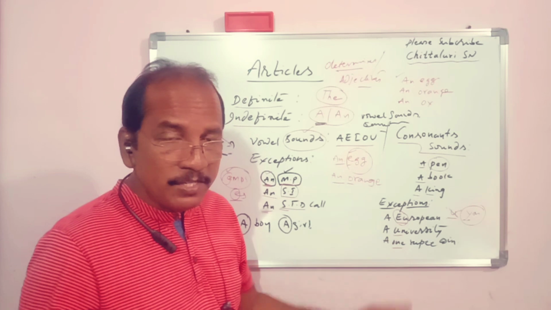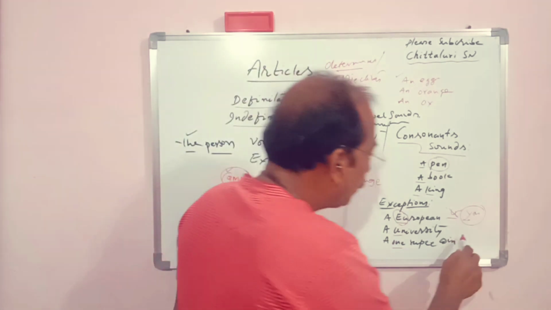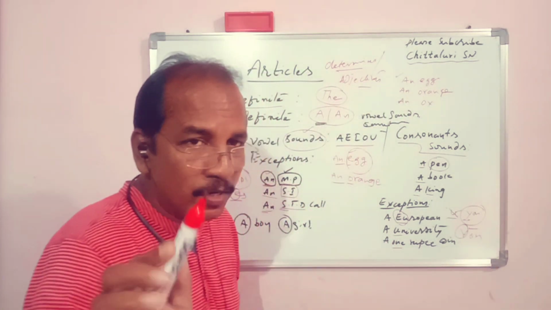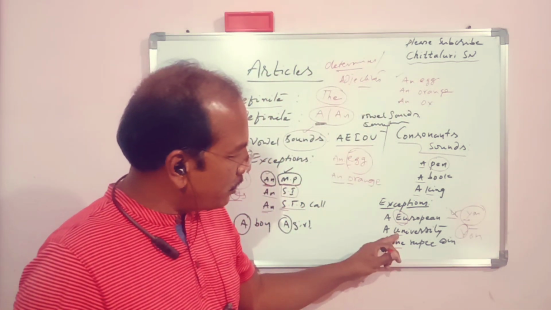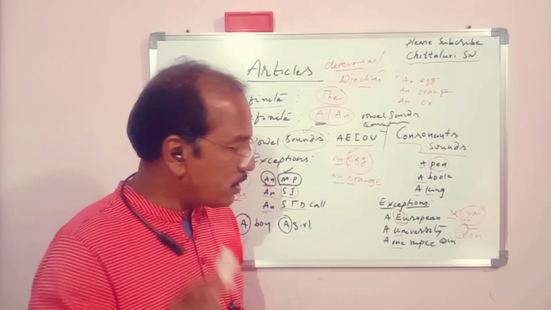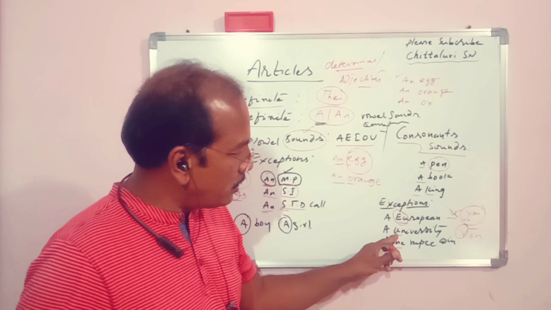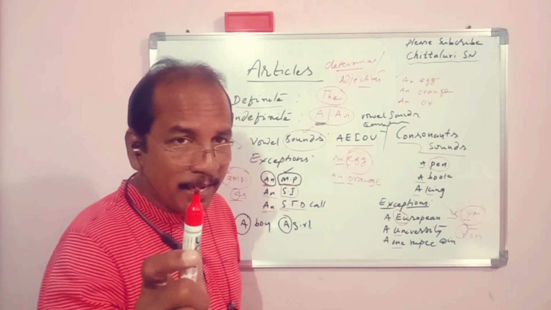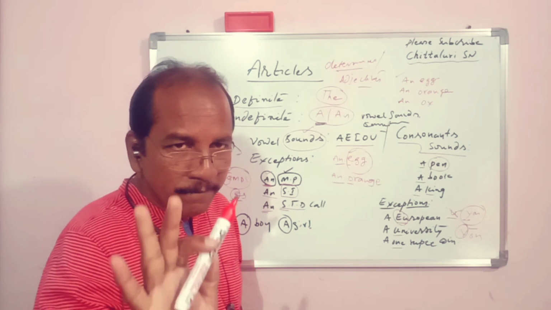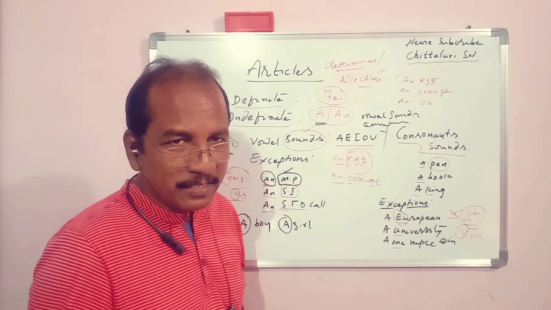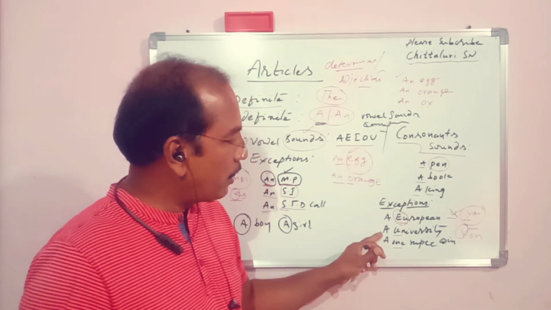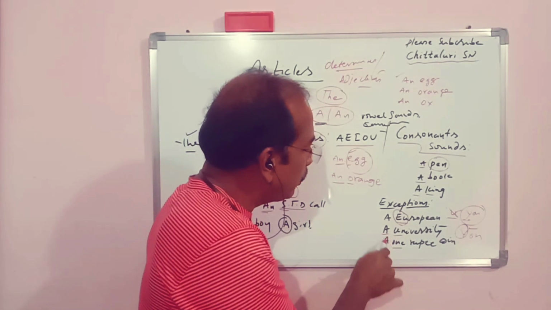The sound of U here, in university, is the Y sound, and Y is a consonant. So even though it is a vowel letter, it has the sound of a consonant. That's why, as it is a consonant sound, we are supposed to use A, not an. An is used only before vowel sounds, but before consonant sounds, we use the article A. That is the reason we use A here.